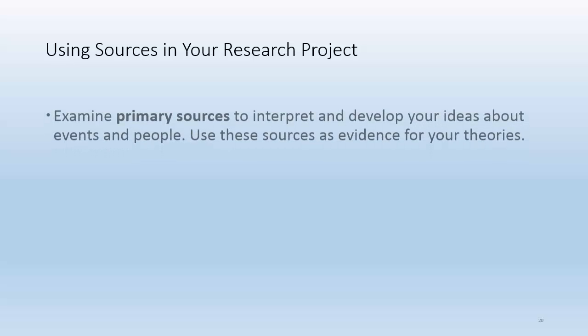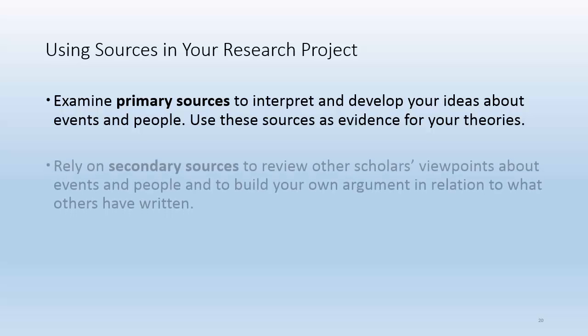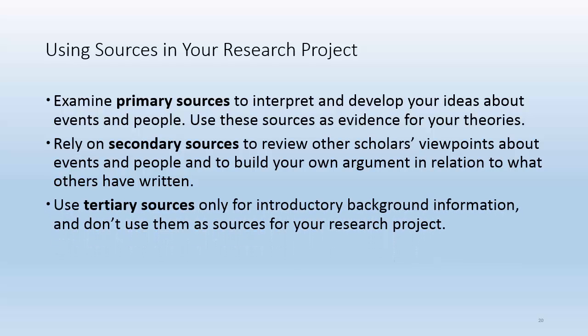Let's briefly review how you can use the three types of sources for your own research. First, examine primary sources to interpret and develop your ideas about events and people. Use these sources as evidence for your theories. Rely on secondary sources to review other scholars' viewpoints about events and people and to build your own argument in relation to what others have written. Finally, use tertiary sources only for introductory background information to build greater familiarity with your topic, and don't cite them as sources for your research project.